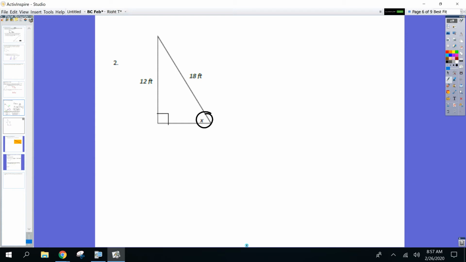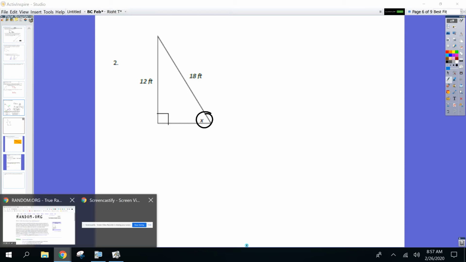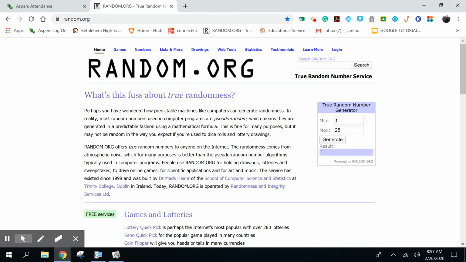Okay, here we go. 12 and 18. Identify the sides. Do not differ from what you've been doing all week.